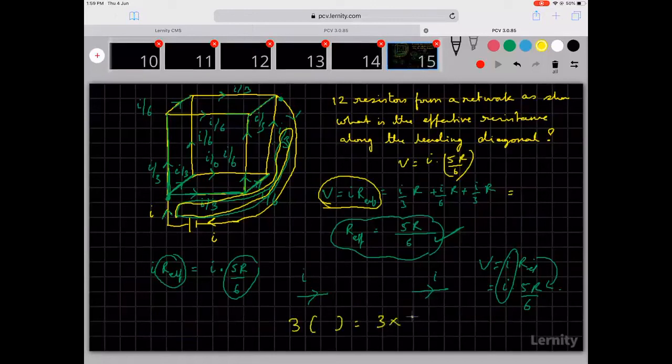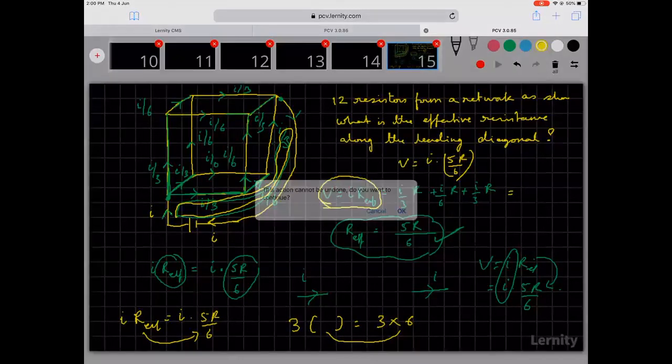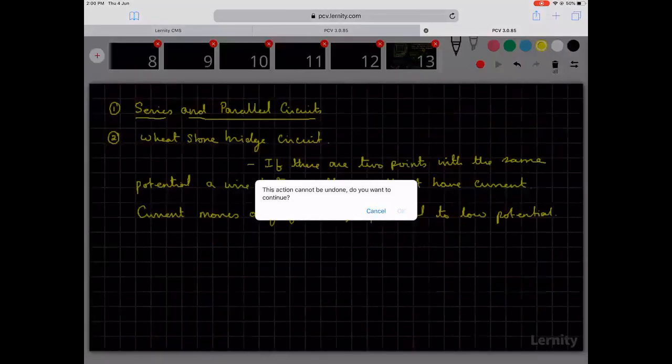So I am now telling you 3 into something is equal to 3 into 6. So what is that something? It has to be 6. So I into R effective is equal to I into 5R by 6. So what is R effective equal to? Okay, so that is the logic that we are using.